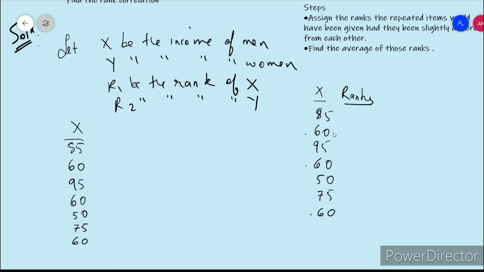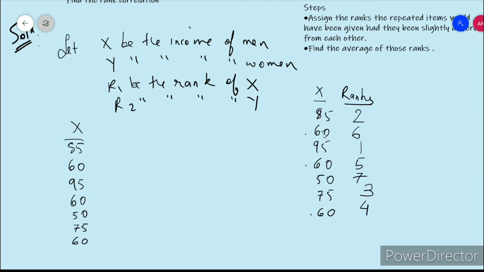So let's move to the next step, which is to assign the ranks. The repeated items would have been given had they been slightly different. So the highest value here, again assigning ranks in descending order, is 95, so the first rank. Second highest value is 85, 2, 75, third highest rank. Now 60. So let us assign this 60 the fourth rank. Had this 60 been different from this 60, it would have been assigned the fifth rank. Had this 60 been different from this 60, it would have been assigned the sixth rank, and 50 the seventh rank.